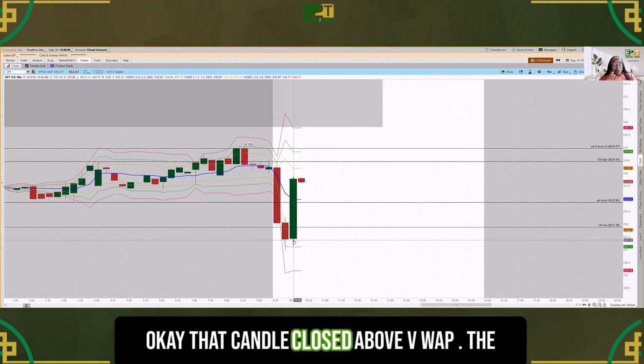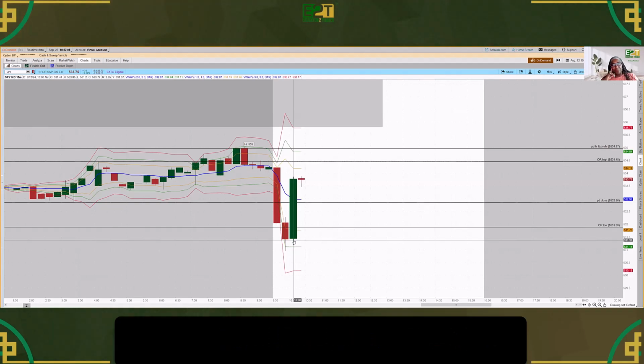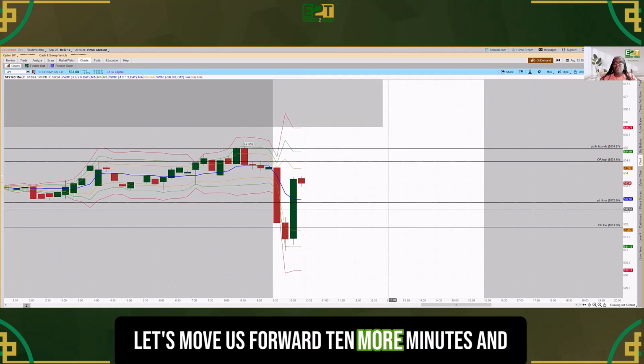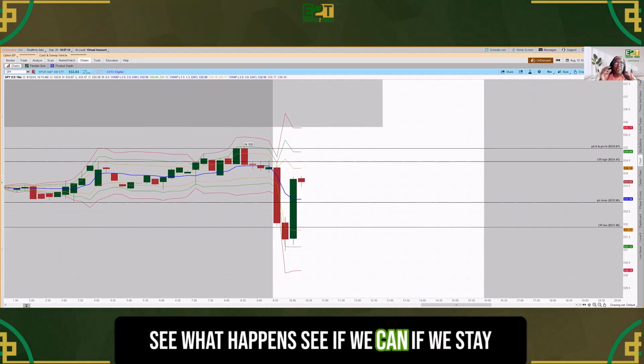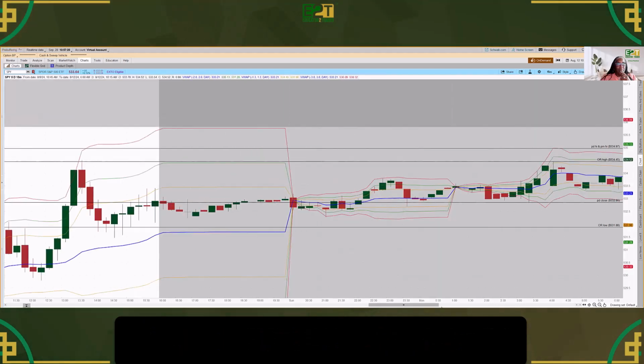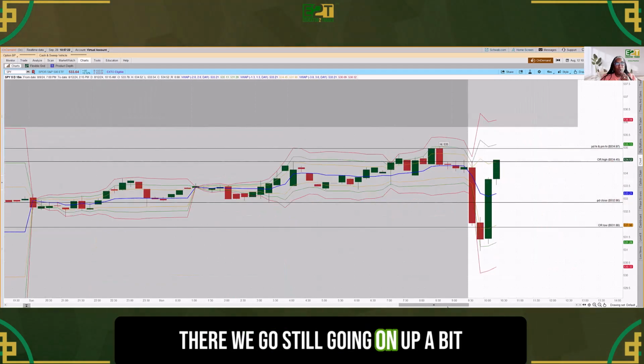Okay, that candle closed above VWAP. The buyers have taken over. Let's move us forward 10 more minutes and see what happens. See if we stay above VWAP. There we go. It's still going on up a bit.